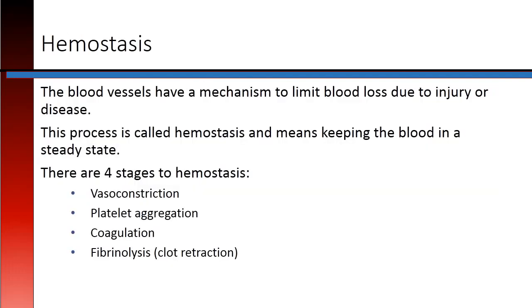Hemostasis. The blood vessels have a mechanism to limit blood loss due to injury or disease. This process is called hemostasis, and it means keeping the blood in a steady state. There are 4 stages of hemostasis: vasoconstriction, platelet aggregation, coagulation, and fibrinolysis, or clot retraction. We'll look at each one of these individually.